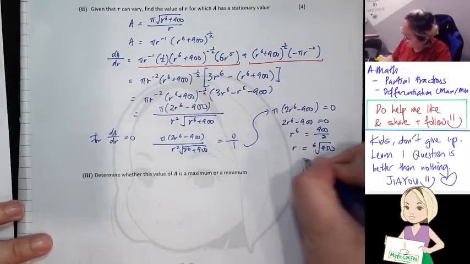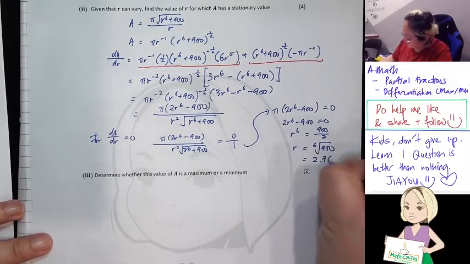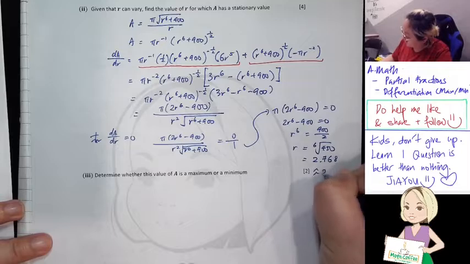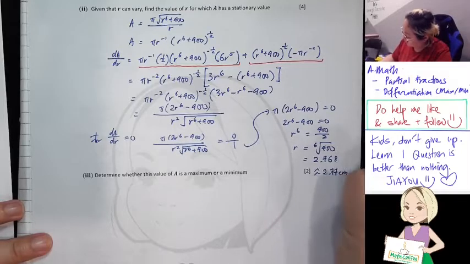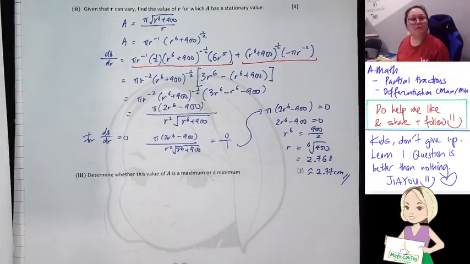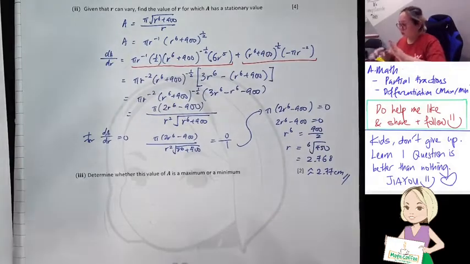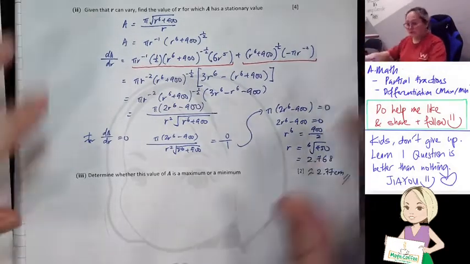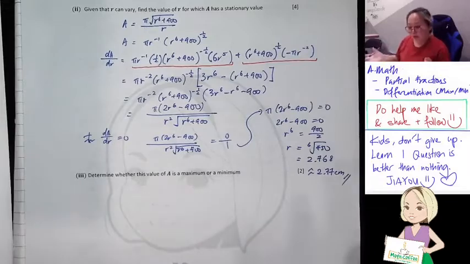And we will get 2.768. Round it off to 3SF, 2.77. Okay, so now we are done with the first part. Next is determine whether it is a maximum or minimum.